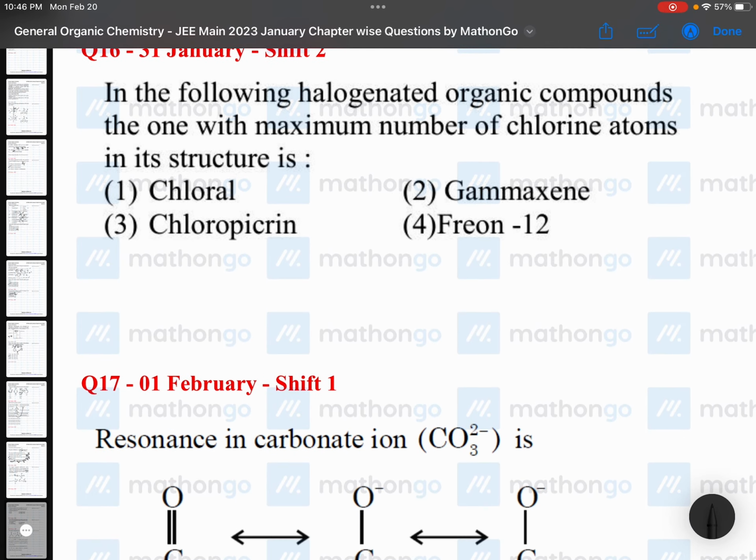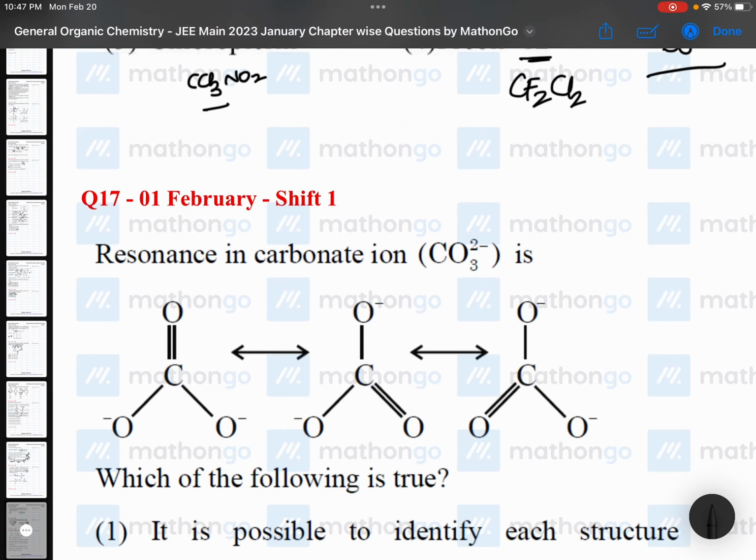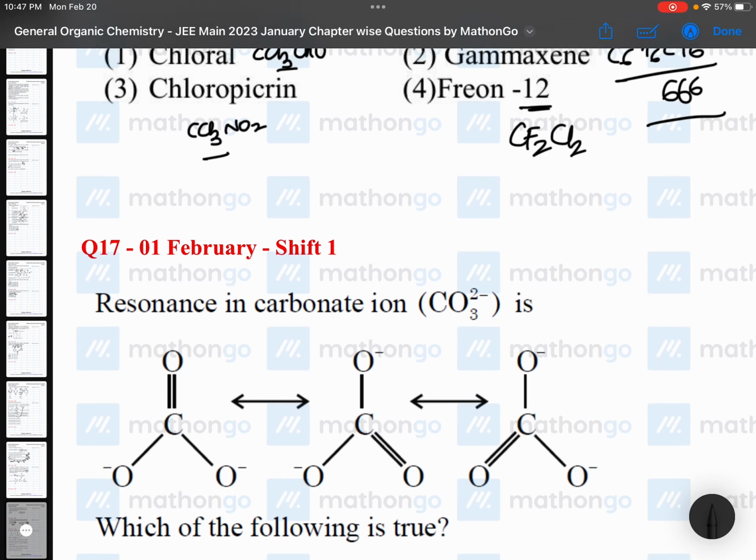In the following halogenated organic compounds, which has the maximum number of chlorine atoms? Chloral, what is chloral? CCl3CHO. There are 3 chlorines. Chloropicrin, CCl3NO2, 3 chlorine atoms. Freon 12, CF2Cl2, has only 2. Gammexane is C6H6Cl6. It is also called 666 anti-ant powder, which we use at home. So the answer is obviously gammexane.